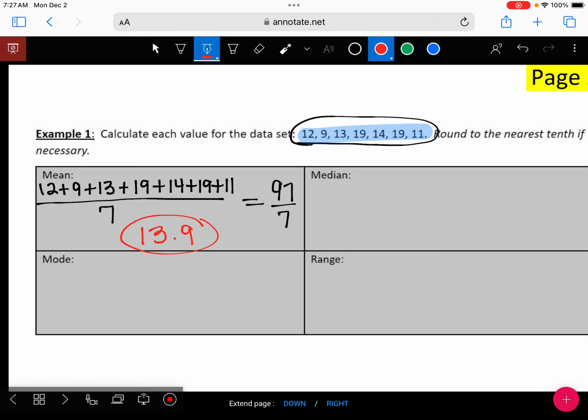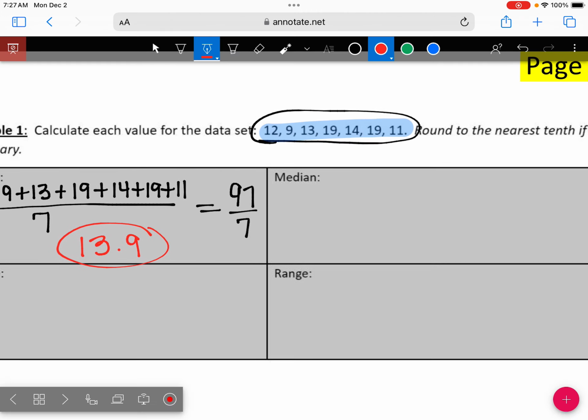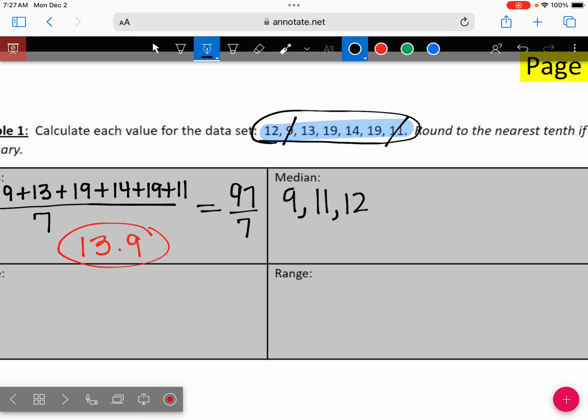All right, so now let's do the median. We're going to put these numbers in order. So the smallest number is 9. And what I like to do is cross them out so I don't get confused. Cross that out. What's the next smallest number? 11. Cross that out. After 11, what's the next number? 12. Cross that out. After 12 is what? 13. Cross that out. After 13, we have what? 14.